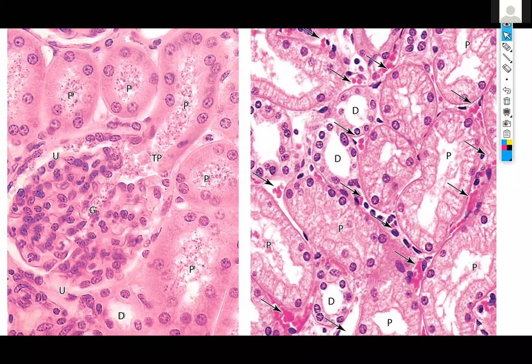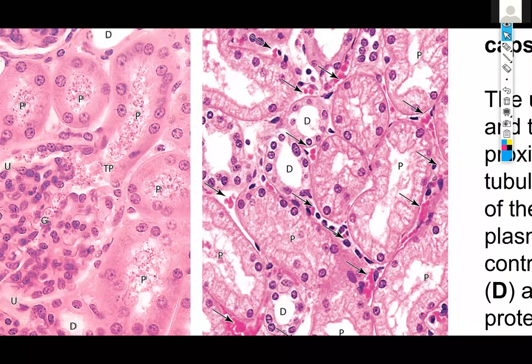Okay. So over here in distal convoluted tubule territory, we can see that the DCTs, because they don't need the same brush border to perform tubular reabsorption, look much more classically simple cuboidal. So nice uniform apical surface, squarish cells with round central nuclei, they fit all the hallmarks of classical simple cuboidal epithelium.